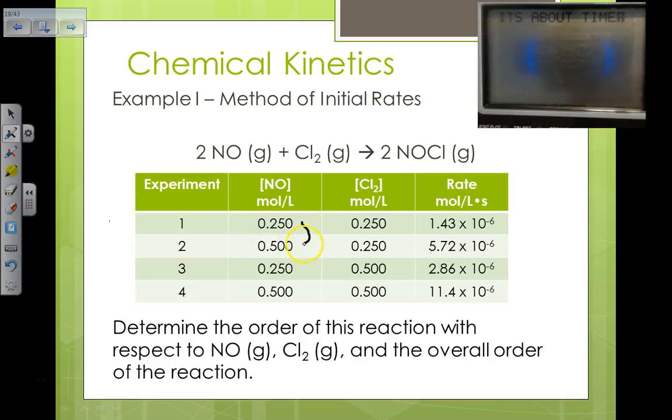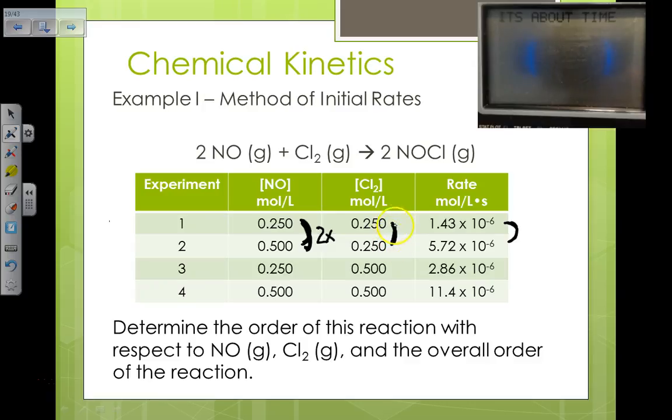Here, what did we do to the concentration of NO? Okay, and what happened? We doubled it. Okay, we doubled the concentration going from experiment 1 to experiment 2. Did we do anything to this one? No, this stays the same. So why did the rate change going from here to here? Well, the rate changed because we changed this concentration.